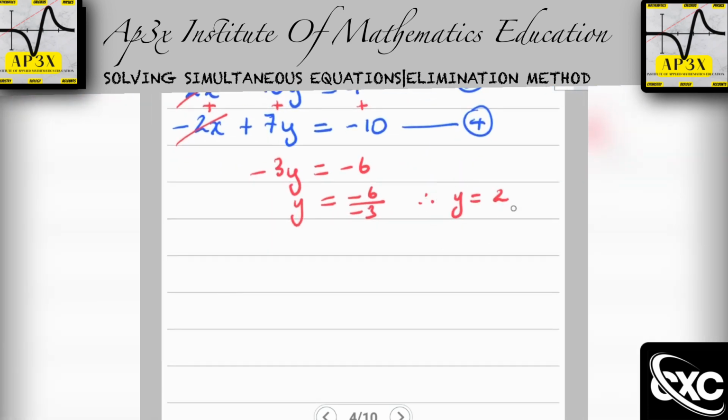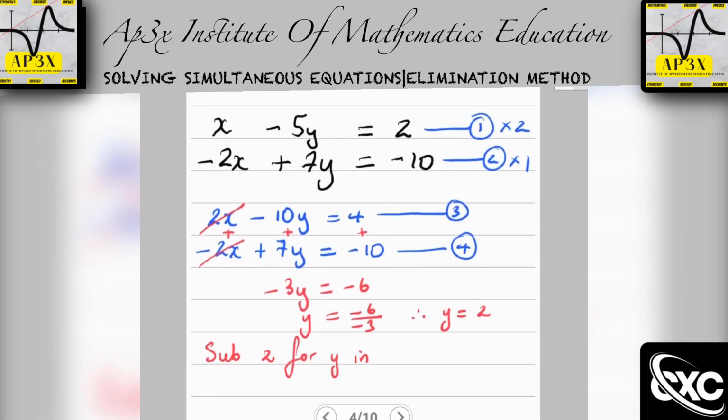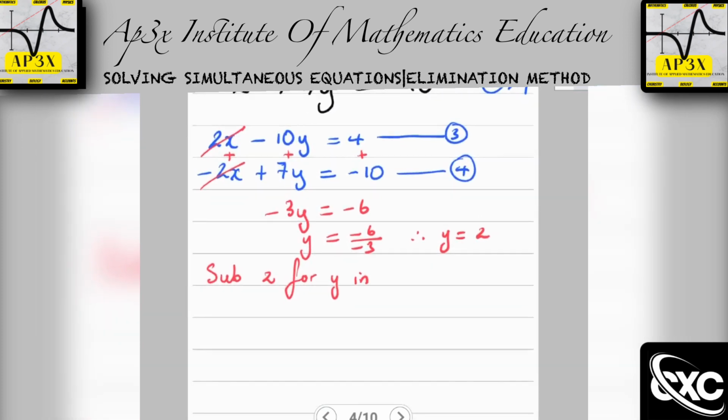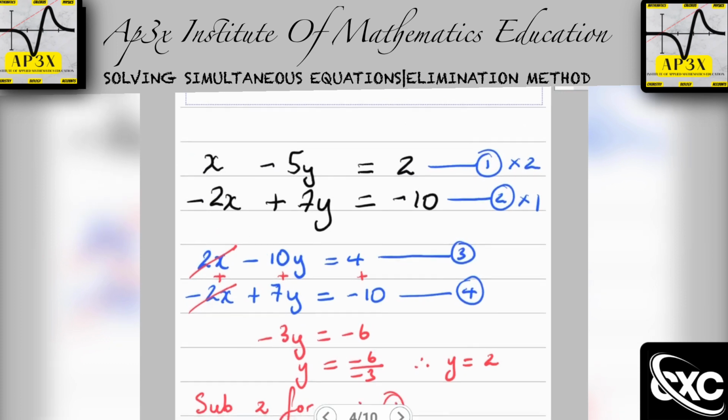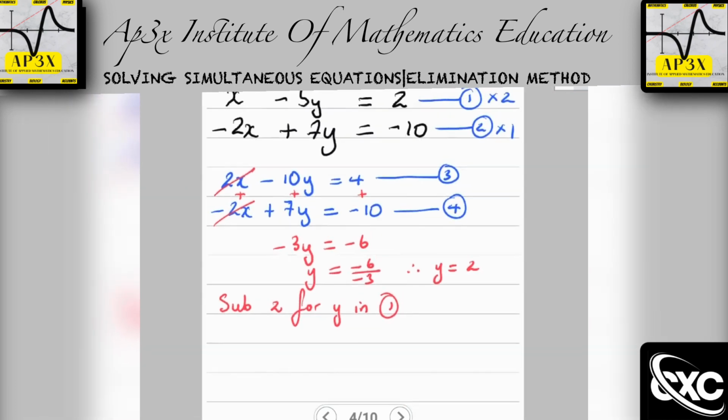Now that y has worked itself out to be equal to 2, I'm therefore going to do a substitution. I'm going to sub 2 for y in equation, I have to make a decision. I want to use equation 1. Numbers are really small: 1, negative 5, 2, as opposed to working with negative 2, 7, and negative 10. So I'm going to go ahead and use equation 1.